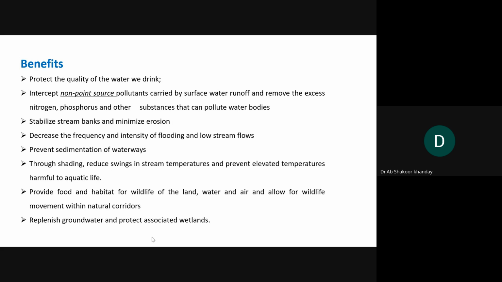Because they act as a natural barrier to the runoff, they just hold it for the time being, and any excess nitrogen, phosphorus, and other substances which are potential pollutants, they just arrest them. They uptake the nutrients, and as a result, they safeguard our water bodies. They stabilize stream banks and minimize erosion.